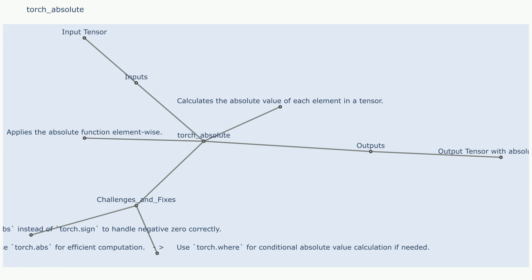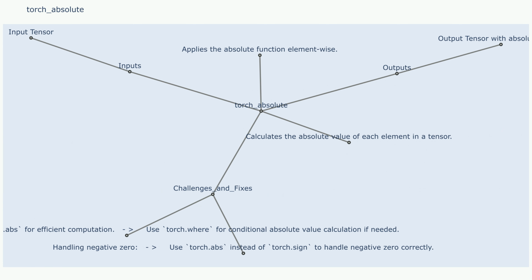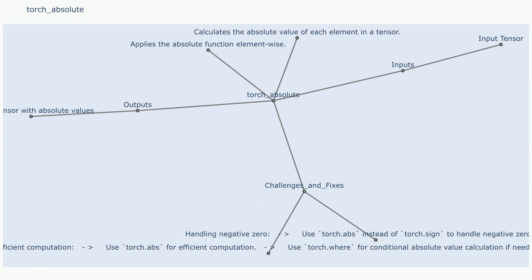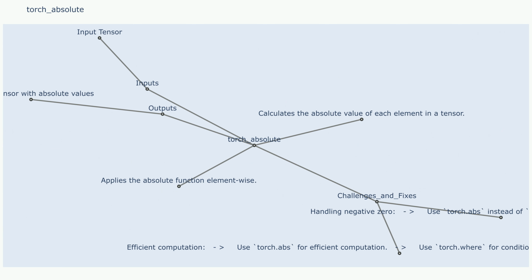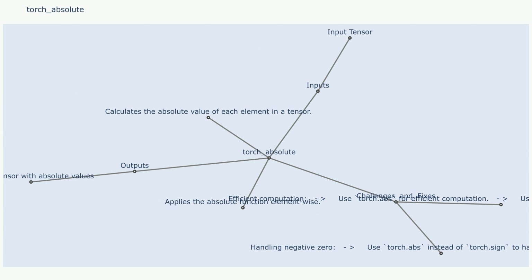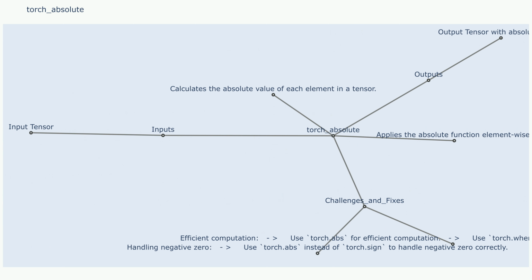Outputs. Output 1: tensor, a new tensor with the absolute values of the input tensor. The output tensor has the same size and data type as the input tensor. Steps. Step 1: for each element in the input tensor, the function determines its absolute value. Step 2: a new tensor is created containing the calculated absolute values, preserving the original shape and data type.